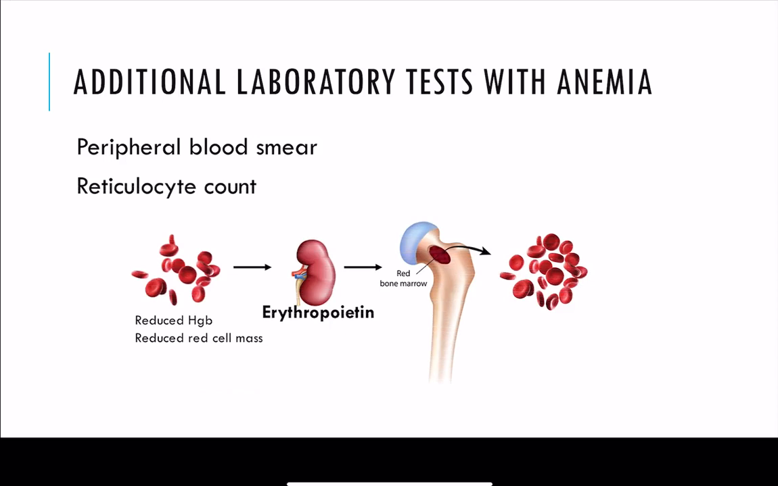Another test they can do is the reticulocyte count. So a reticulocyte is an immature red blood cell. It's a baby blood cell. Red blood cells are made in the bone marrow, and they are released as reticulocytes, and they circulate for about 1 to 2 days before they develop into a grown-up, mature red blood cell. So reticulocytes are baby blood cells that float around for a day or two.